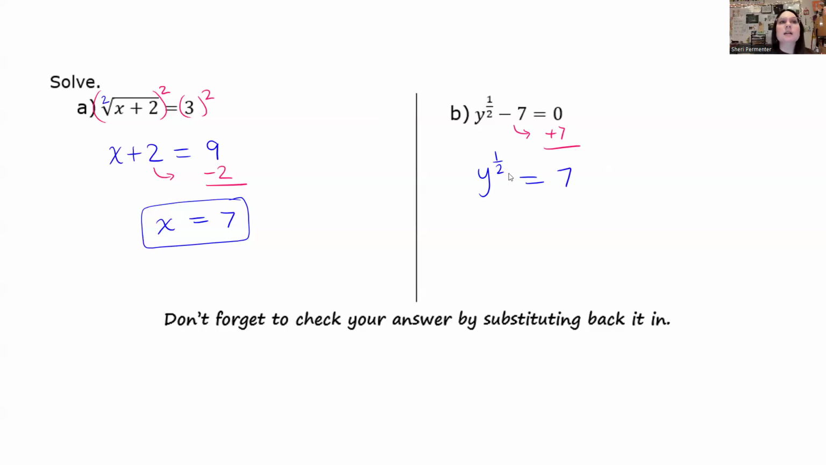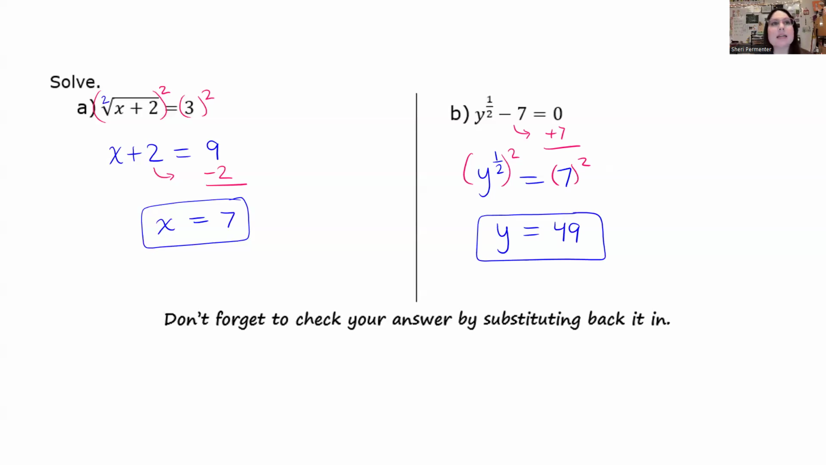Bless you. To undo a rational exponent, I have to raise both sides to the denominator power. So since the denominator is 2, I'm going to raise both sides to the second power. 7 squared is 49.